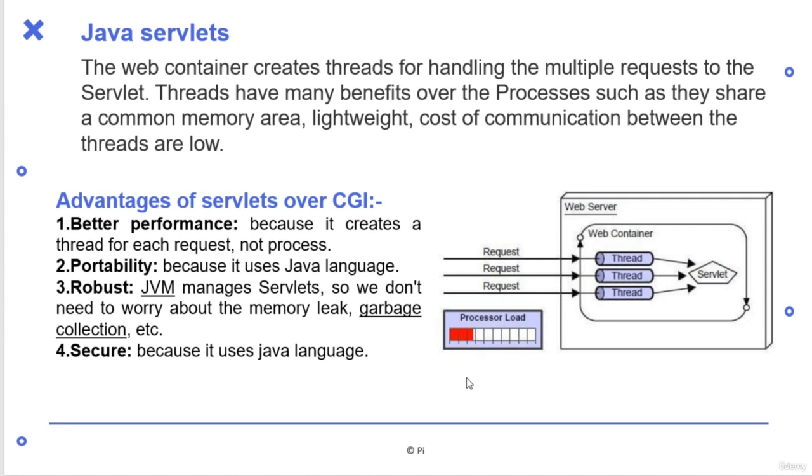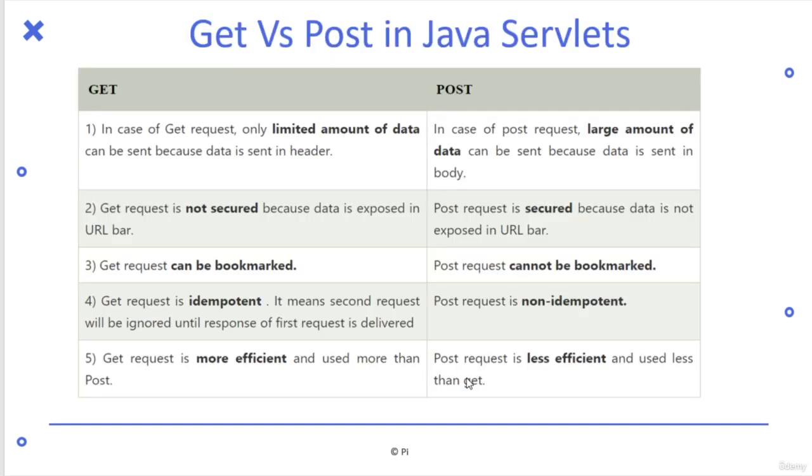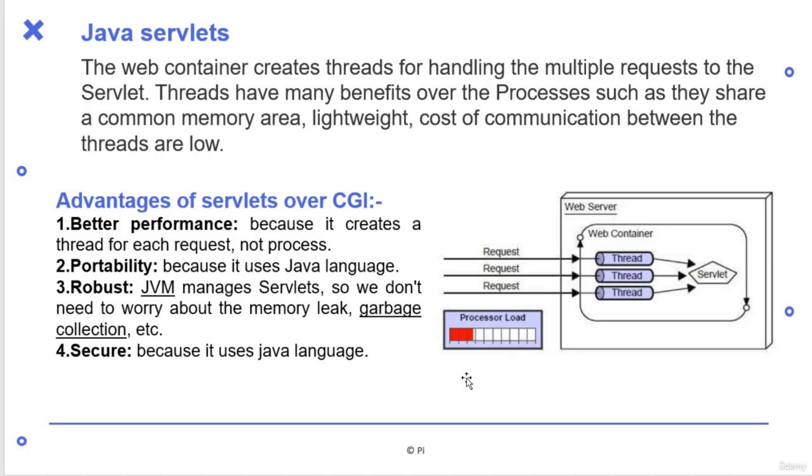Robust: the JVM manages the servlet, so we don't need to worry about memory leakage, garbage collection, and such parts. So it is very robust. The JVM takes care of the servlet part and everything. It creates a virtual machine for that. Servlet never throws garbage values on the system or the HTTP container, or we can say web app. Again, it's secure because it uses the Java language. We can use public, private, abstract, and interface, anything inside Java Servlet. So these are all about the Java Servlet part.